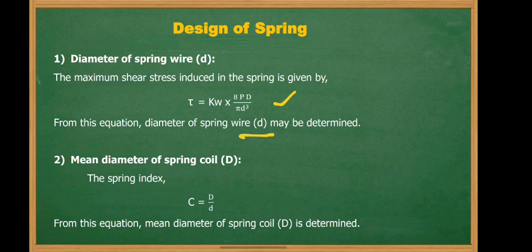Second step is the mean diameter of the spring coil. The mean diameter of the spring coil is calculated by using the equation of spring index, that is C is equal to capital D by small d. So by putting the value of d which we have calculated from the above equation, you can calculate the value of capital D, that is the mean diameter of the spring coil.